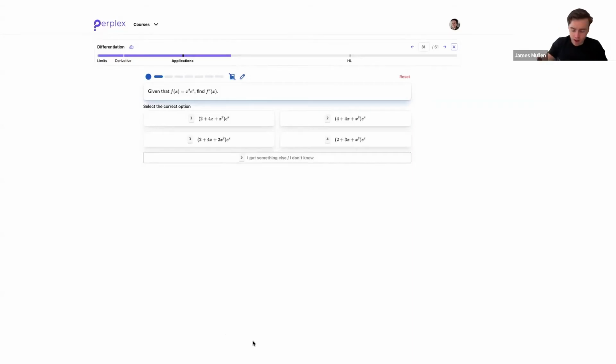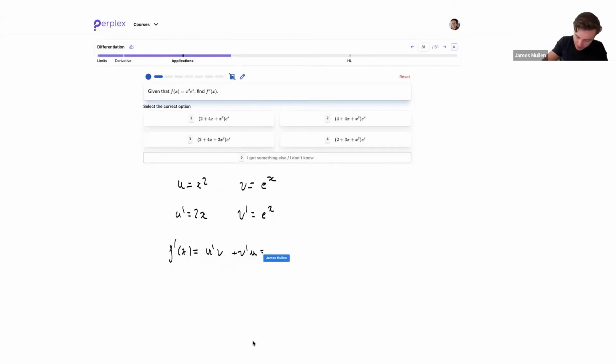Okay, that's enough time. I'm going to start. I'm going to say u is equal to x squared, and v is equal to e to the x. That means that u prime is equal to 2x, and v prime is equal to e to the x. So f prime of x is equal to u prime v plus v prime u, which is 2x e to the x plus x squared e to the x, which is equal to, in brackets, e to the x times (x squared plus 2x).